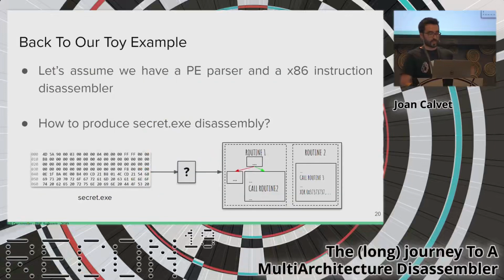So back to a toy example that we would like to disassemble. For the sake of the argument, let's assume we have a PE parser and an x86 instruction disassembler. These are clearly not easy components to implement, but they are not the focus of this talk. So back to the question, how do we get from the executable to the expected disassembly?